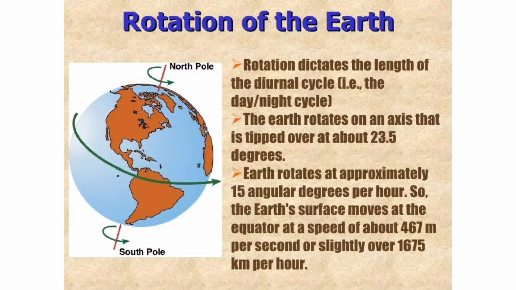Rotation indicates the length of the diurnal cycle, that is, the day and night cycle. The Earth rotates on its axis, which is tipped over at about 23.5 degrees. The Earth rotates at approximately 15 angular degrees per hour. So, the Earth's surface moves at the equator at a speed of about 467 meters per second, or slightly over 1675 km per hour.